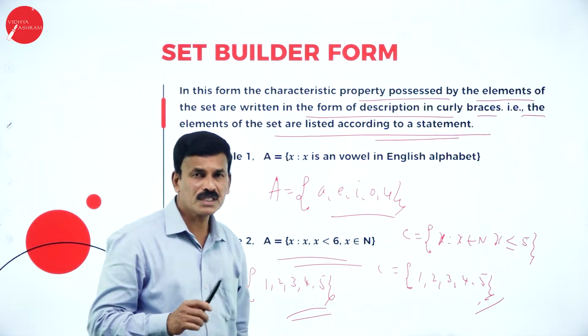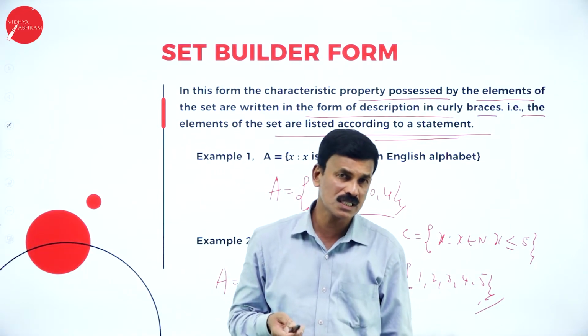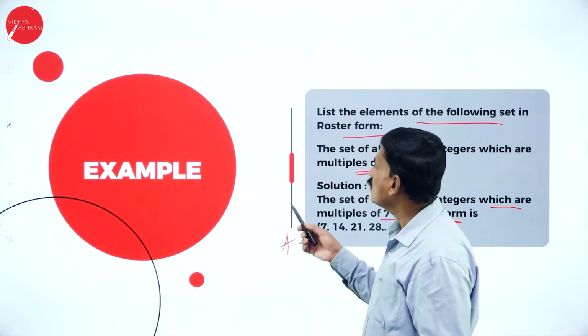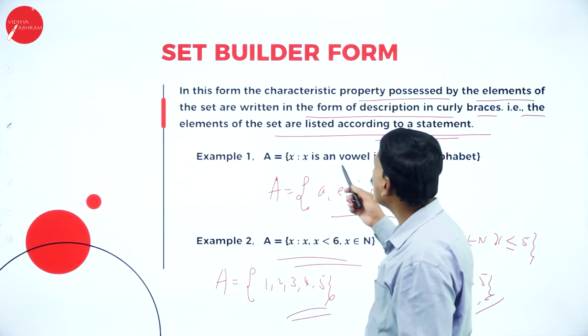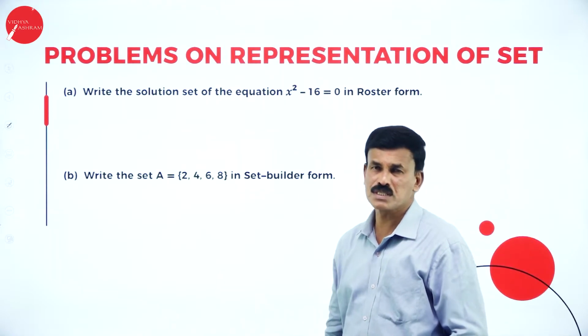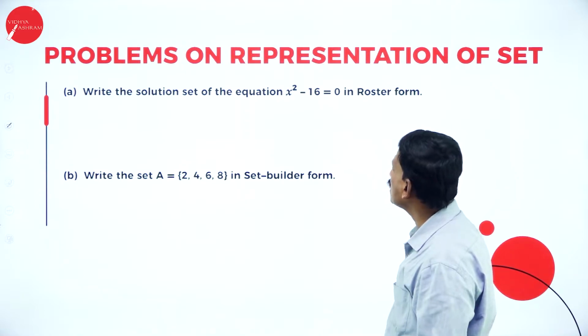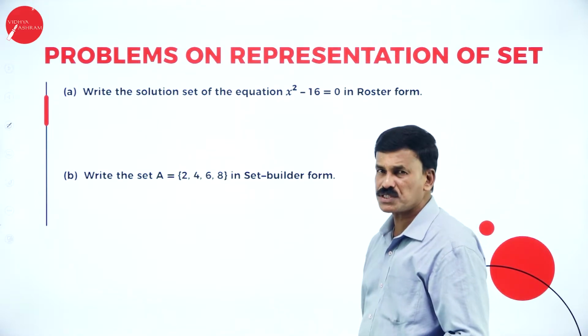Now I hope you got an idea of what a set is and how to construct a set: the first way is the roster form, and the other is the set builder form. Now let us take a few examples based on this. Write the solution set of the equation x square minus 16 is equal to 0 in the roster form.